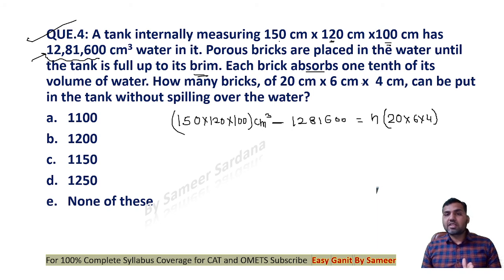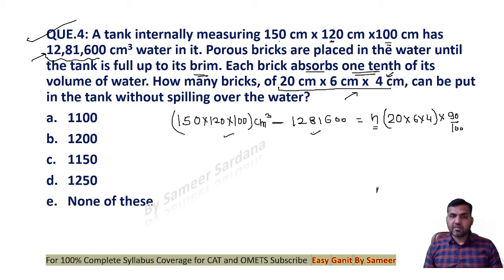But then it also says that every time you place a brick inside the tank, it absorbs 1/10 of its volume. If it absorbs 1/10 of its volume, that means it ultimately consumes 90% of its volume. The space that is required to place a brick inside the tank will be equal to 90% of this volume. So 90% of this volume will be required by one brick. Let's say we have n number of bricks. These n bricks will occupy this much free space, right? Total space minus the water which is already present inside the tank. Now, this is what we are supposed to solve, and we'll get our answer, right?